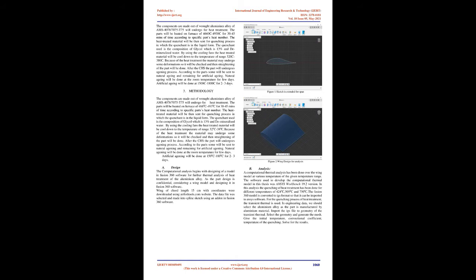The heat treated material will then be sent for the quenching process, in which the quenchant is in liquid form. The quenchant used is a composition of glycol, which is 13%, and demineralized water.